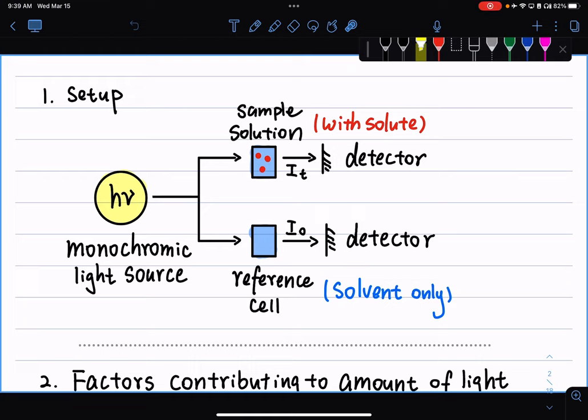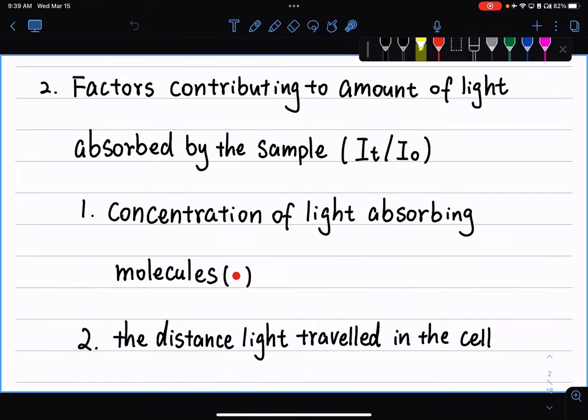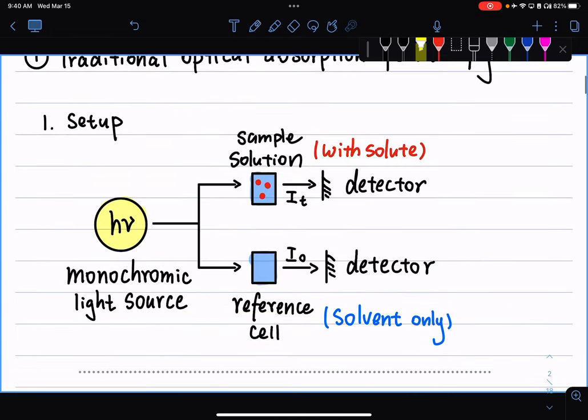There are several factors contributing to the amount of light being absorbed by the sample. First is the concentration of the light-absorbing species, my red dot, my solute, and also the distance the light travels in that cuvette or container. I_T here is the intensity after passing through the sample. I0 here is the intensity of the reference cell.